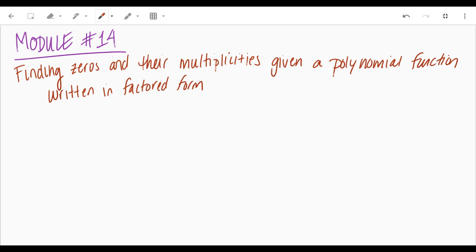But for this one, finding zeros and their multiplicities given a polynomial function written in factored form. Okay, so what that's going to look like is something like f of x is 8x cubed, x minus 12 squared, x minus 5, x plus 4 cubed. Okay, so I could expand this all out, but this is in factored form. If I were to expand it all out, I'd have to square that x minus 12. I'd have to cube that x plus 4. It would be a lot of work to expand it, so they're just going to give it to you in factored form.